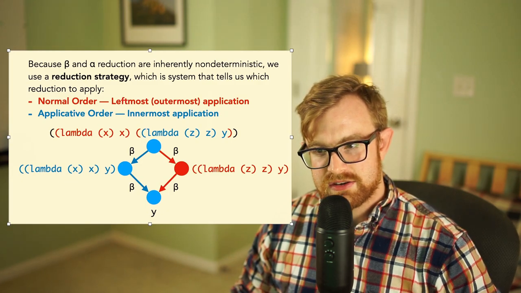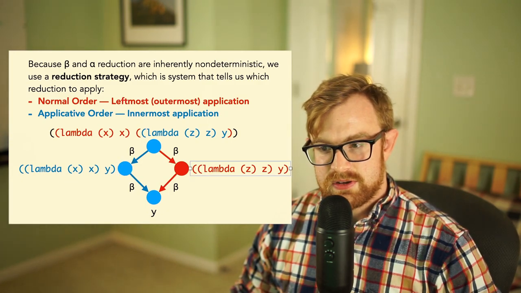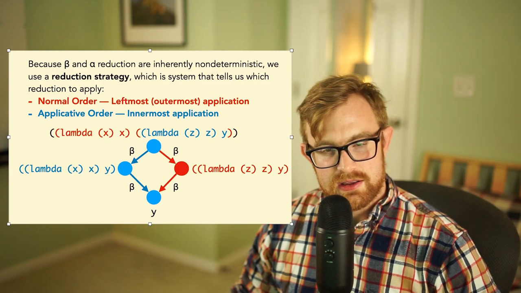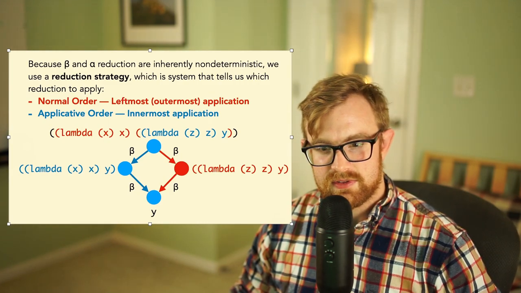Now it turns out that we can always step to some common term. We'll also talk about that concept. That's called the Church-Rosser property of the lambda calculus.